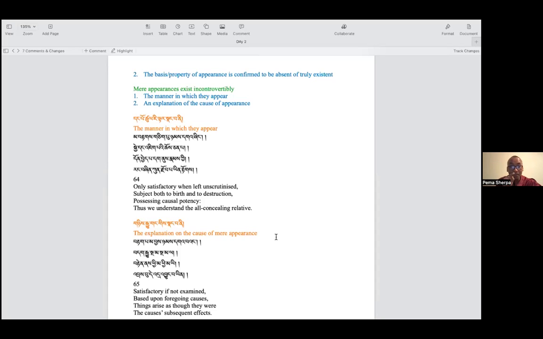So here, this is very important. This is Shantarakshita saying, not I'm saying. When you are not analyzing at all, the thing seems to be operating, and things seem to be taking birth and then ceasing. So that is how it works, the relative truth. Relative truth is only when you have not analyzed, and then it operates and it happens. When you start to analyze, it will vanish.